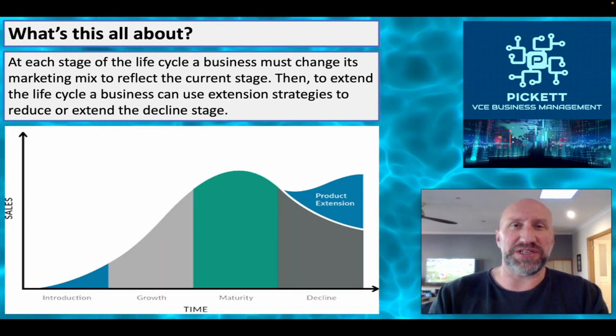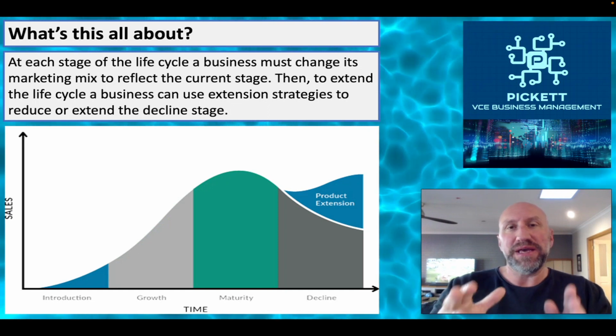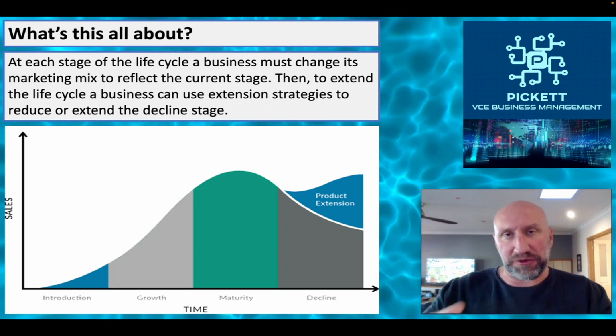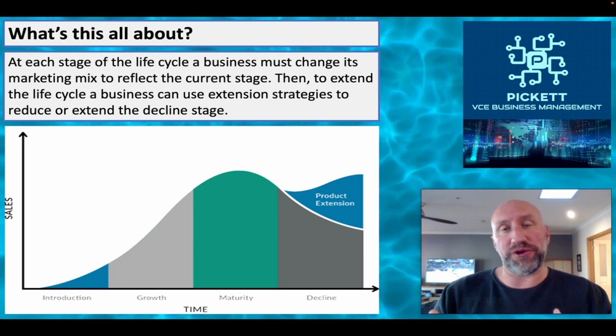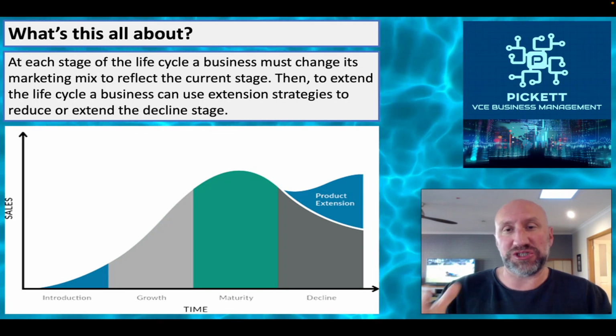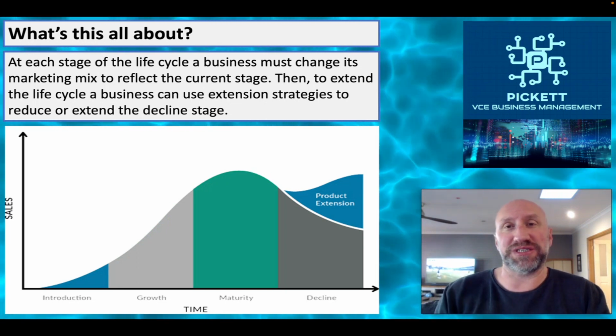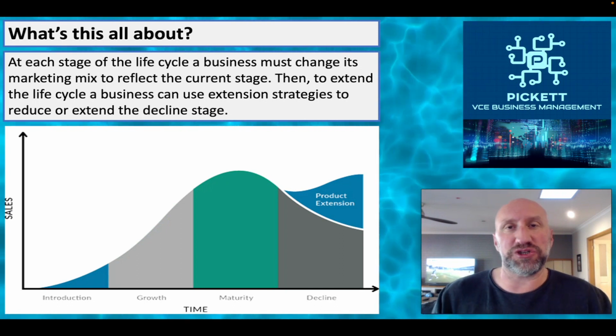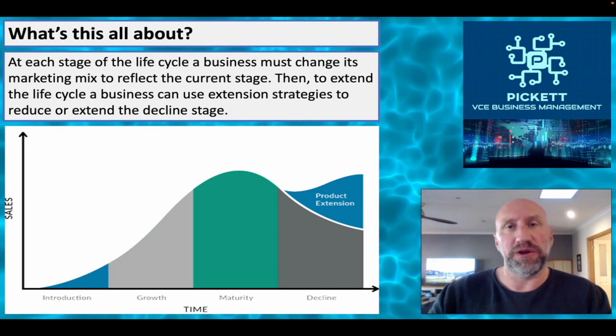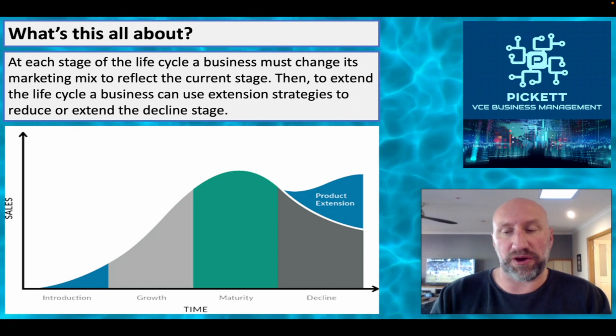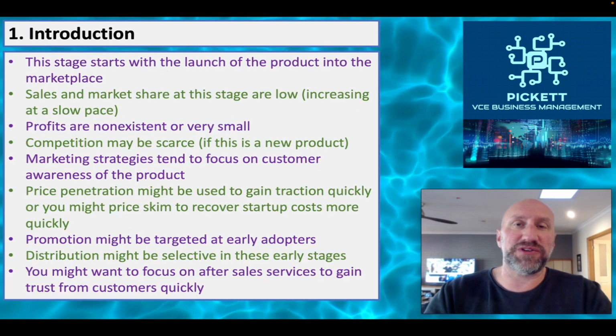Okay, so there you see product extension. What we're saying here is, instead of allowing the decline to continue, we might put in some marketing strategies to extend that maturity stage, which obviously is a good thing because you're getting more sales for a longer period of time rather than them just completely dropping off. So let's take each of the stages in turn.